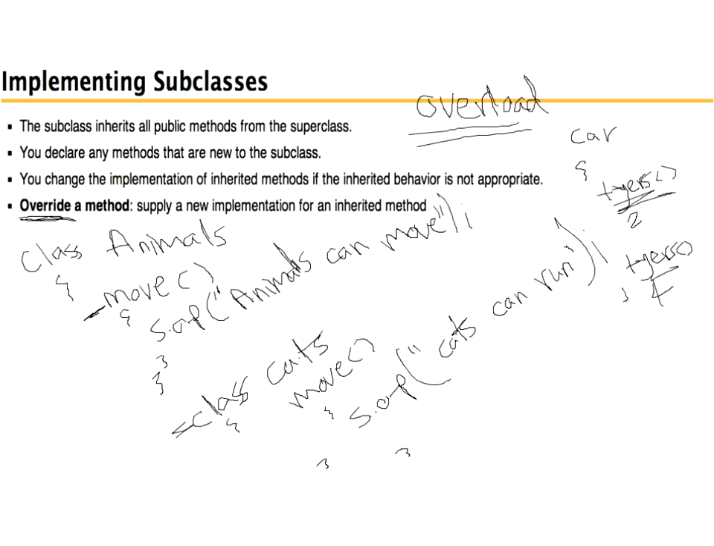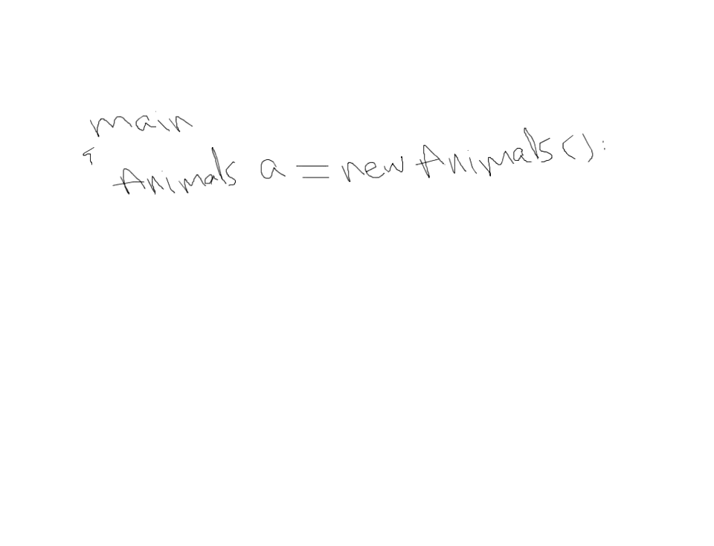Now I open a main method, a new page. This is our main method. And we say animals A equals new animals. Now, by the way, before I continue, do you remember what I've done just now? I want to test your memory again. What did I do now?